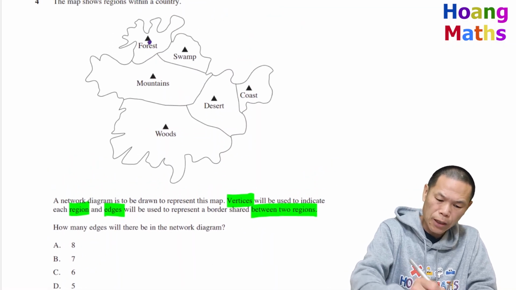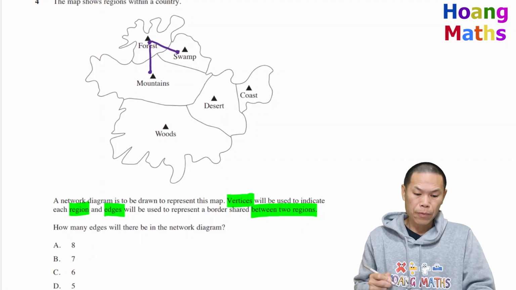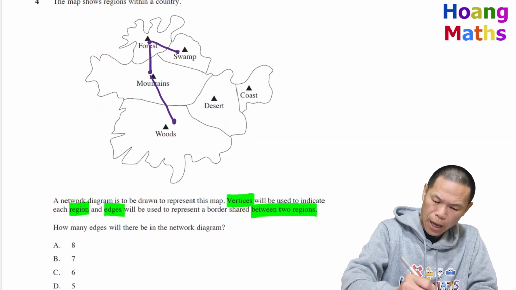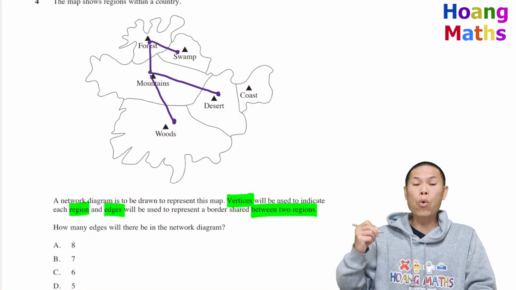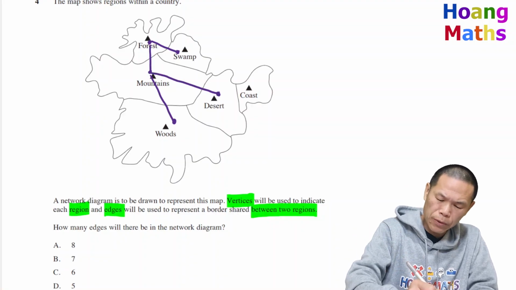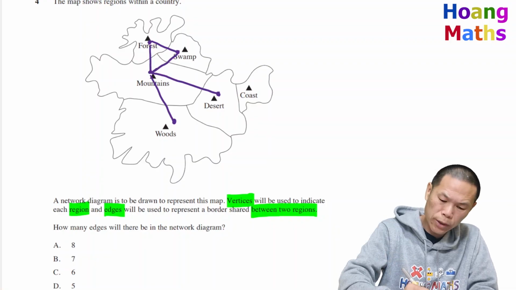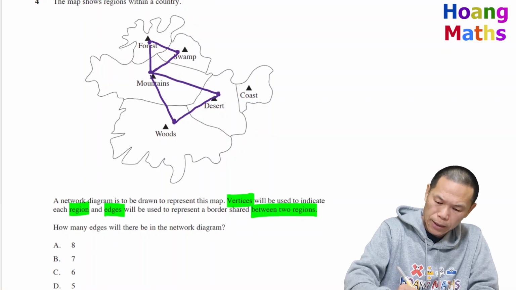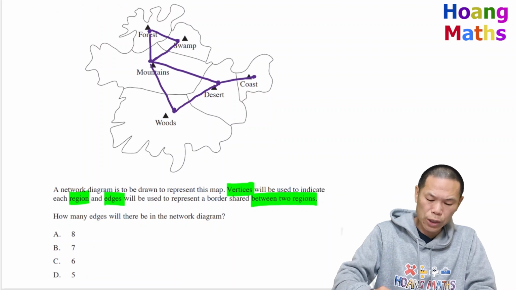The forest shares a border with the mountains and the swamp. The mountain is shared with the woods and the desert. And the swamp is shared with the mountains as well. Keep that in mind. The woods share a border with the desert, and the desert shares a border with the coast. And that's it.